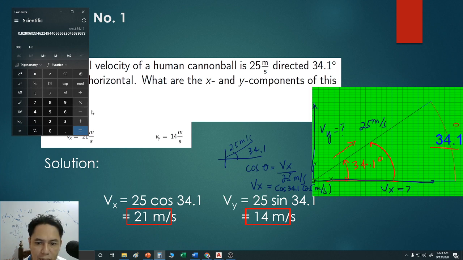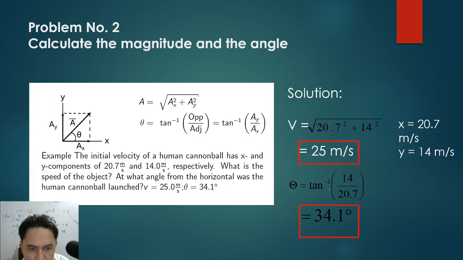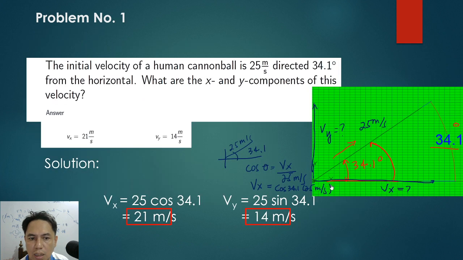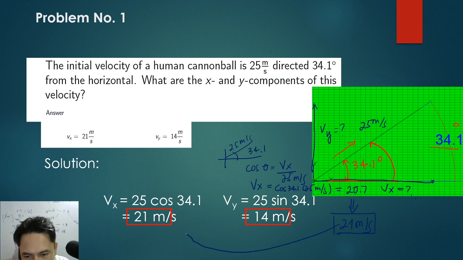0.828. Then multiplied by our resultant speed, which is 25. So multiply by 25 is equal to what? 20.7. So here, the answer is 20.7. If you round up the 20.7, it will become what? 21, no? Roughly 21 meters per second, which is this.